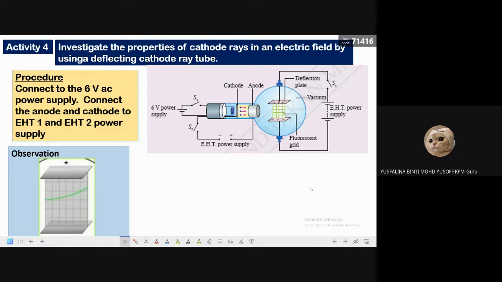So what happened here? They put the positive plate above and the negative plate below. You can see it deflects to the positive. Why? Because the cathode ray is electrons, and the electron is a negative charge. Of course, it will be attracted to the positive plate, so it will bend towards the positive plate.